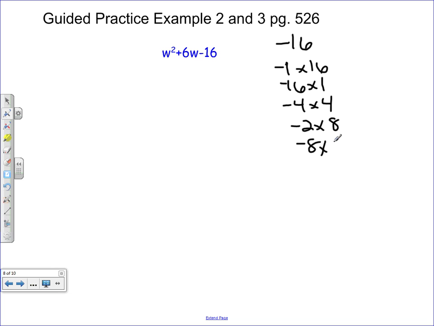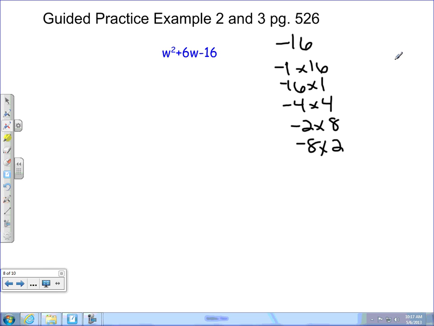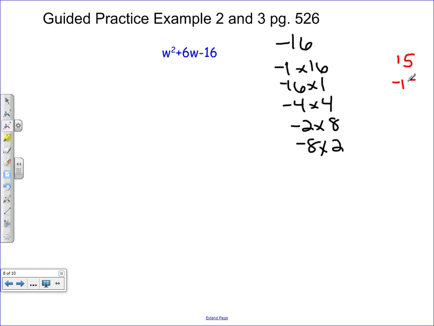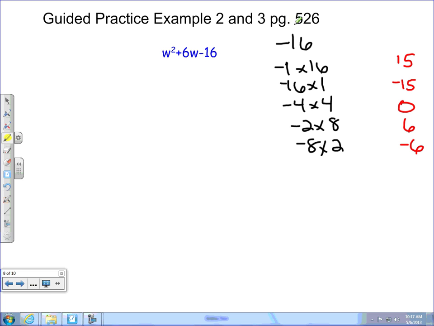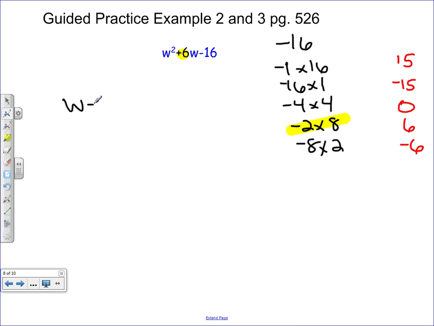Here we have a negative 16. So again, we're listing positive and negatives here. So negative 1 times 16, negative 16 times 1, negative 4 times 4, negative 2 times 8, and negative 8 times 2. Looking at our sums, this would give us 15, negative 15, 0, 6, and negative 6. We are looking for a positive 6. It appears to be this factor pair. So we would have w minus 2 times w plus 8.